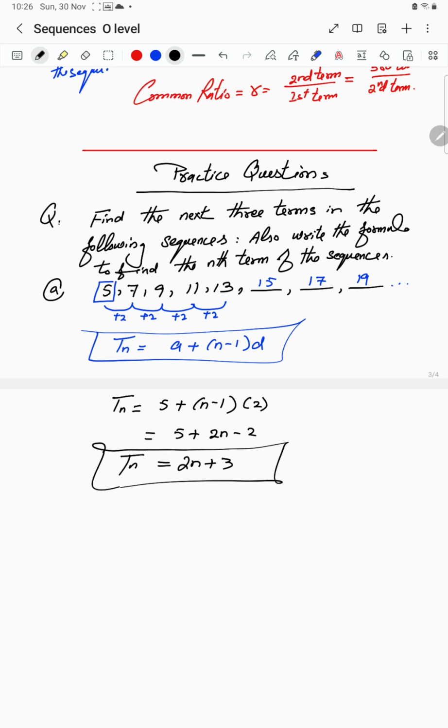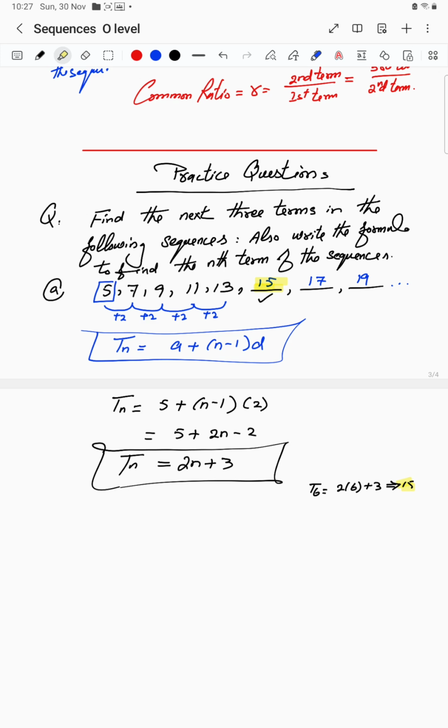For example, if we want to find the 6th term, counting 1, 2, 3, 4, 5, 6, I will replace n with 6. So T6 will be 2 times 6 plus 3, 12 plus 3, 15. And in the above, yes, it is 15. So for any term you want to calculate, replace n with that number.